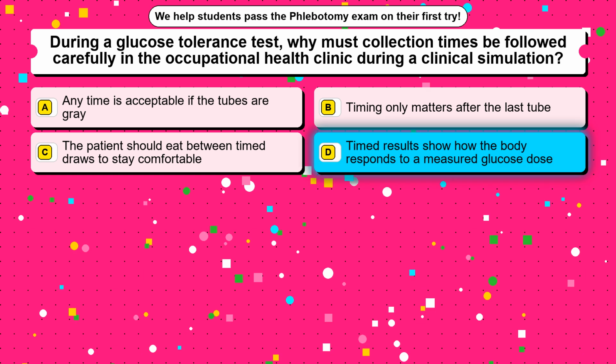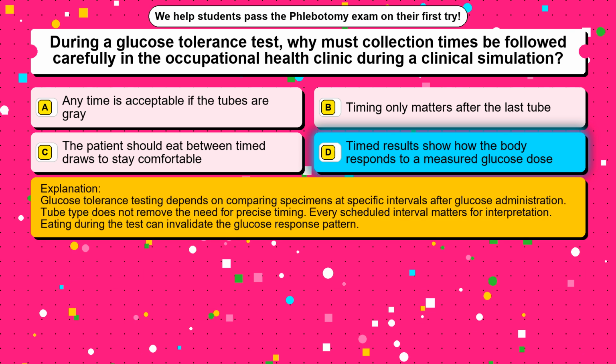The correct answer is option D. Timed results show how the body responds to a measured glucose dose. Glucose tolerance testing depends on comparing specimens at specific intervals after glucose administration. Tube type does not remove the need for precise timing. Every scheduled interval matters for interpretation. Eating during the test can invalidate the glucose response pattern.